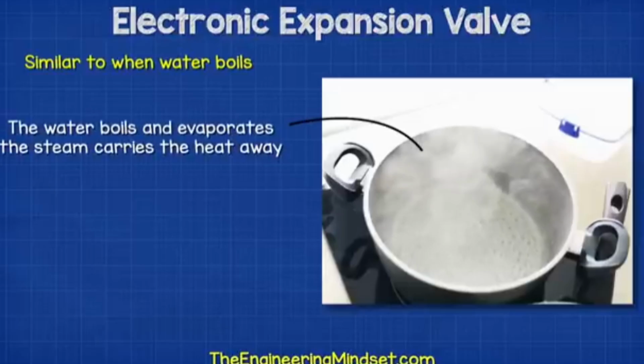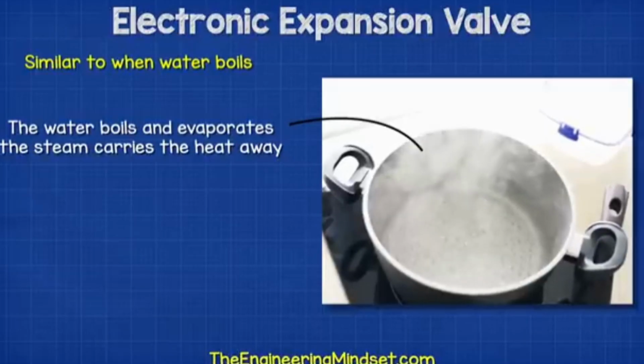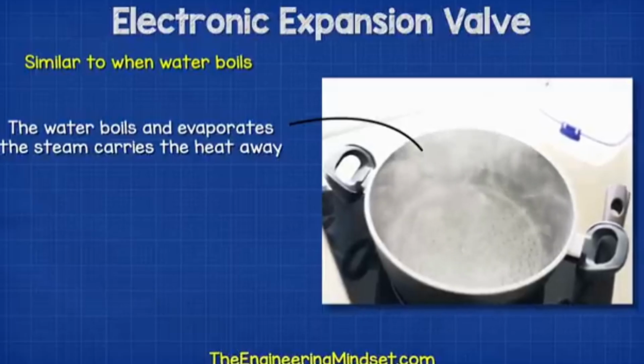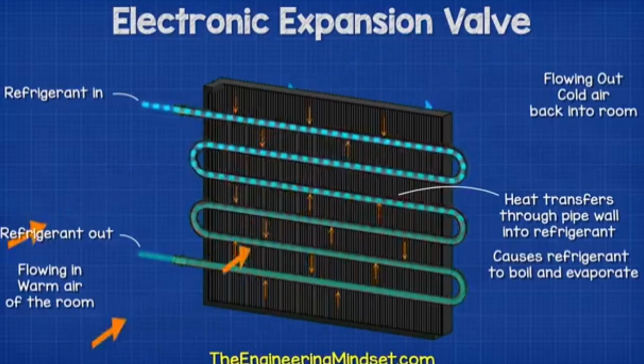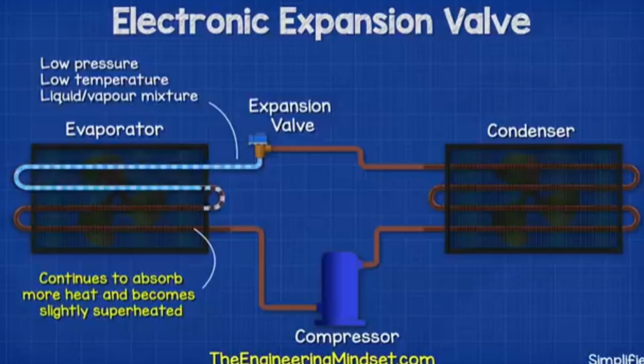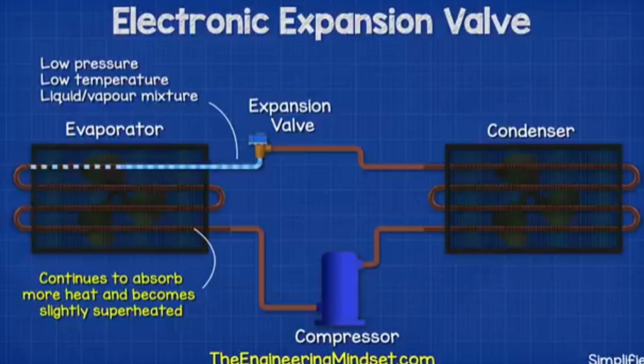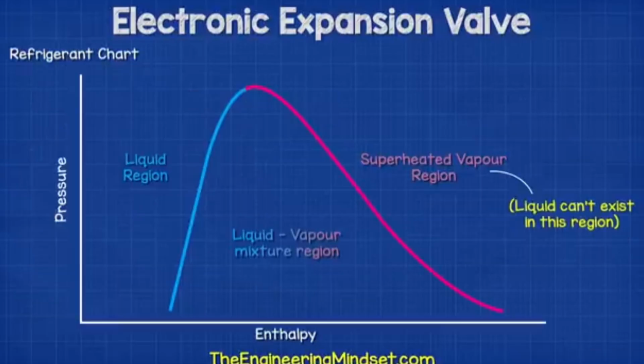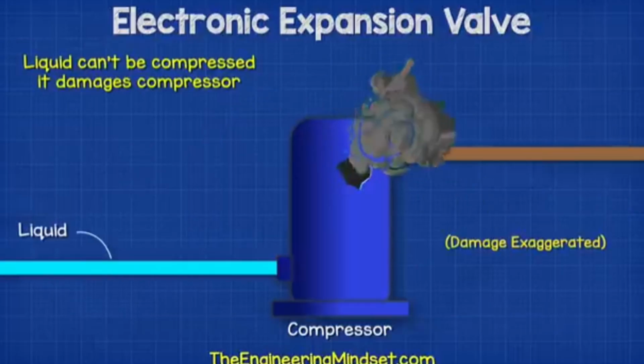It's similar to when we boil water. The water heats up, it evaporates and turns into steam, and carries this heat away. So the air on the outside is entering hot and it's leaving cold. The refrigerant continues to travel through the evaporator, picking up more heat, which boils it further until it becomes slightly superheated. This basically means it's now completely gas and doesn't contain any droplets of liquid refrigerant. Liquid damages the compressor, so we want to ensure it can't reach the compressor.